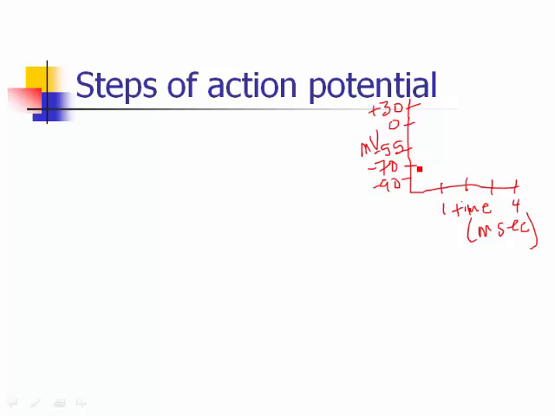Okay, we start at minus 70 millivolts. And what has to happen is there's got to be some stimulus that comes in. So I'll put a little arrow here and write stimulus.